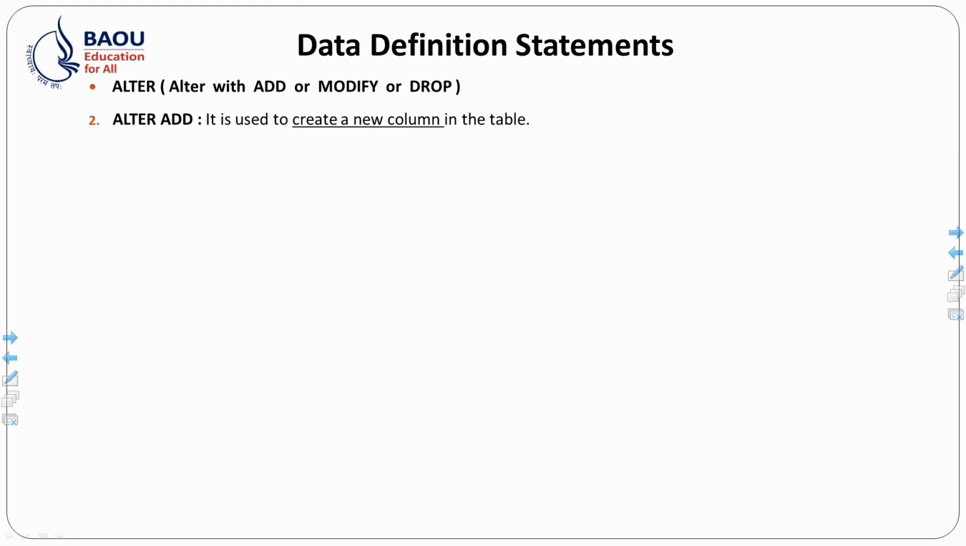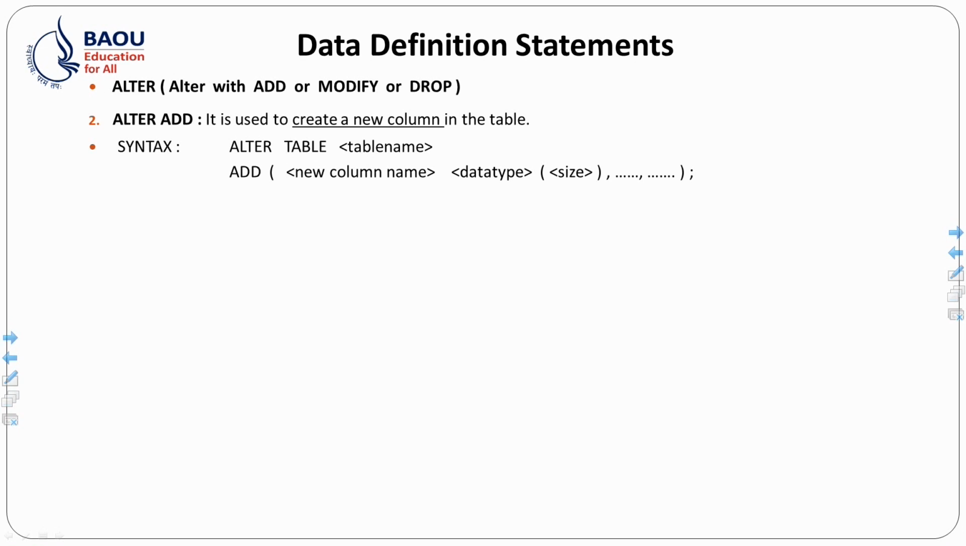Now the next DDL command is the alter command. The alter command is used with alter add, alter modify or alter drop. Alter add is used to create a new column in the table. The syntax of the alter table command is alter table, then table name, then add, new column name, then data type and then size. After that, the command is completed, then the round bracket is closed, semicolon.